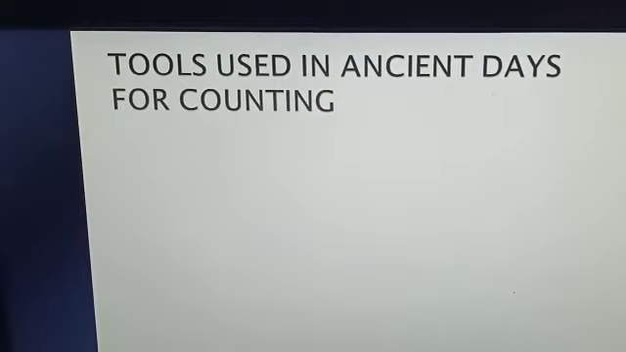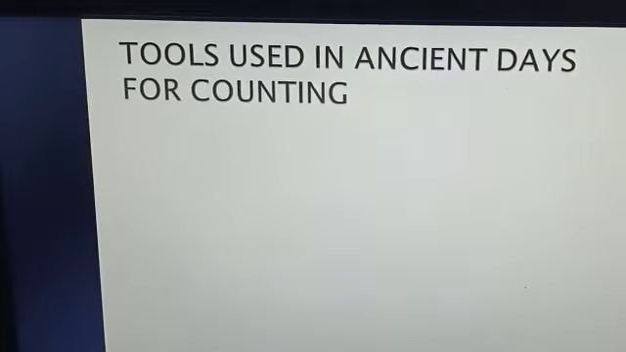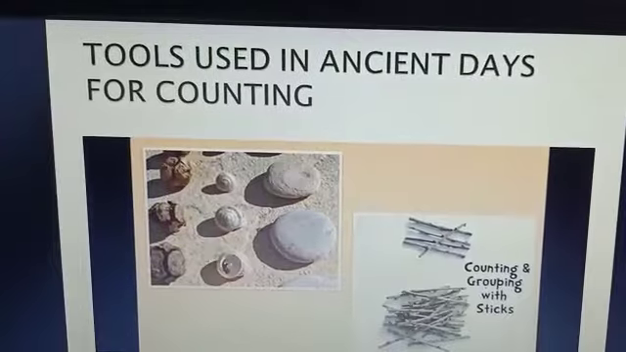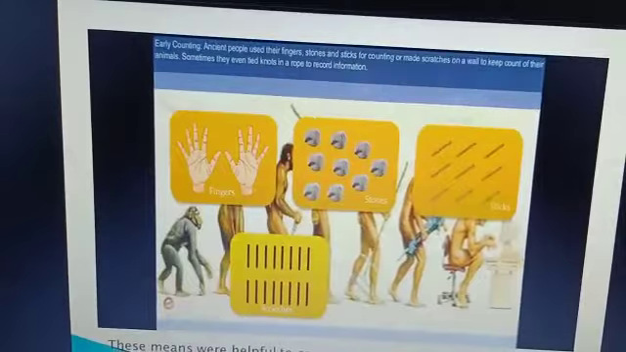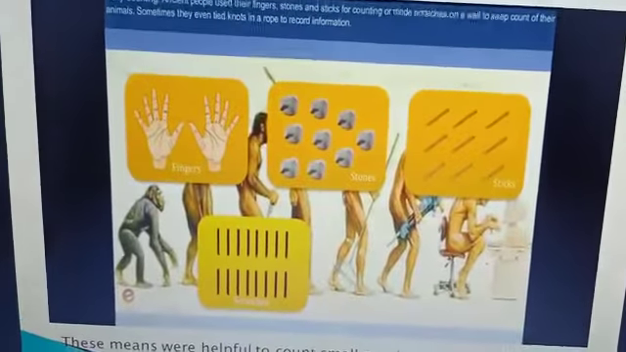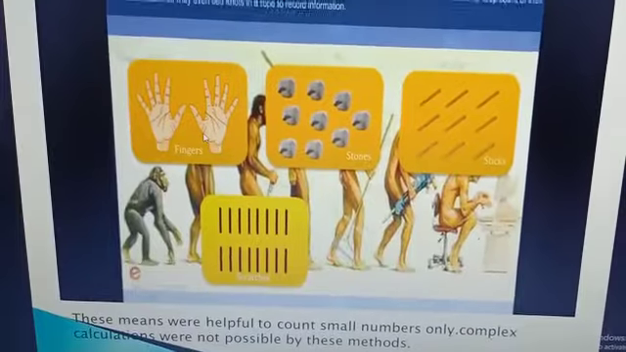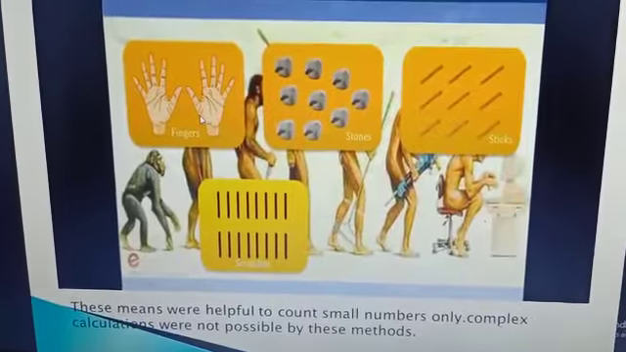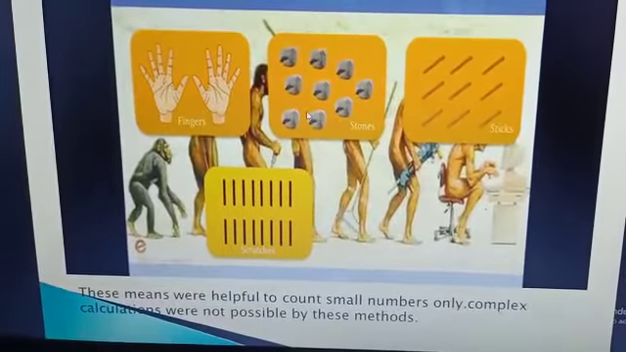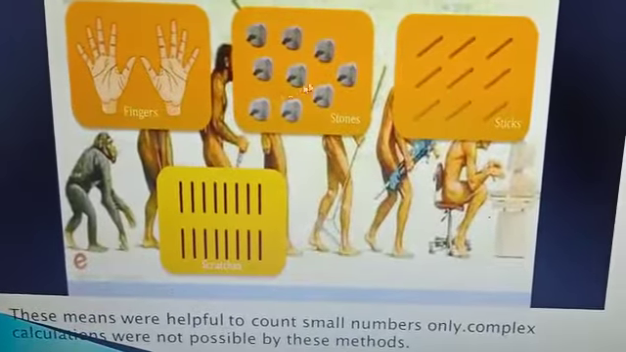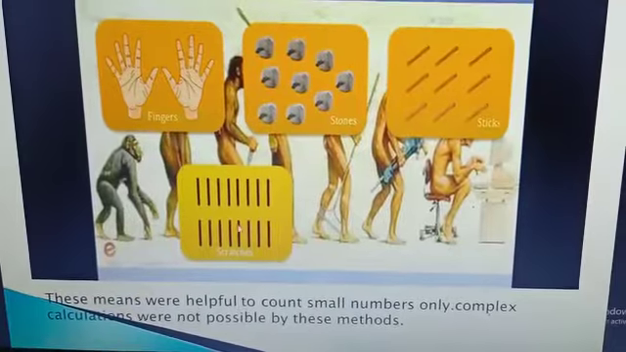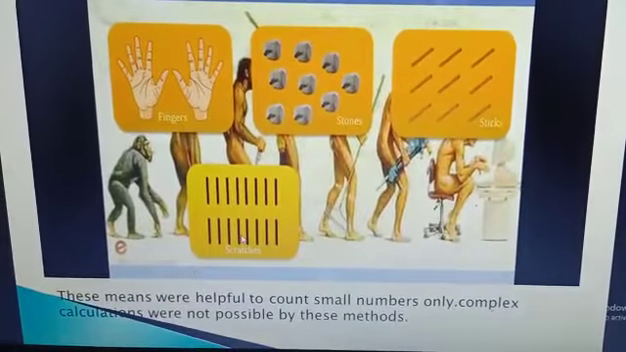In the early age, people used stones, sticks, bones, and fingers for counting. See what all they used in ancient times or in early days. During early age, they used fingers, stones, sticks. So they made scratches on the walls and all. Rocks, not walls, rocks. For counting.